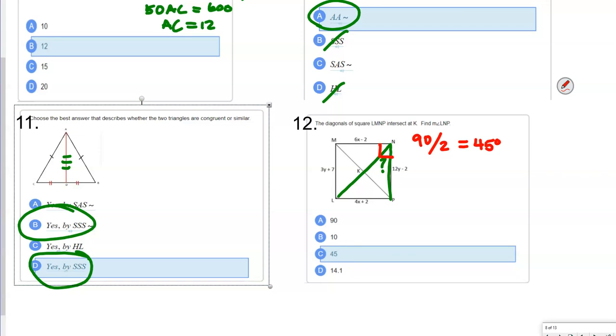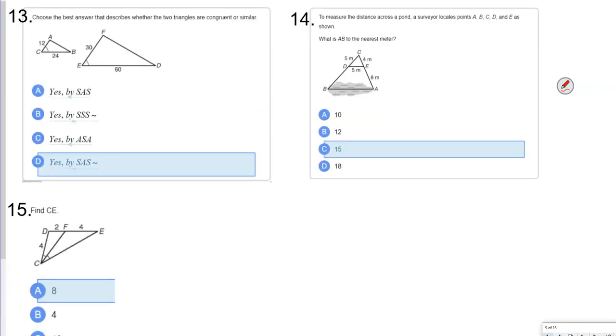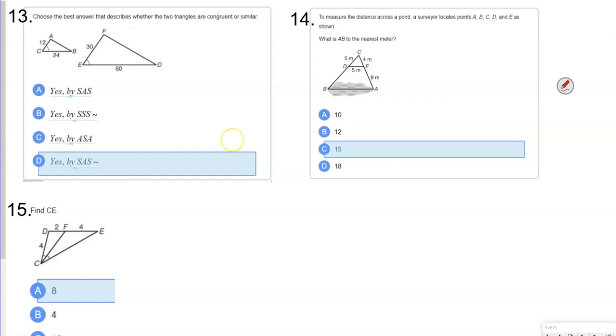On the next one, let's see, maybe, whoops, went too far. So this says choose the best answer that describes whether the two triangles are congruent or similar. So again, I'm going to look at AC and I'm going to compare it to FE. Okay, so that would be 12 over 30. That reduces, 6 goes into both. This is 2/5, right? Now, if we get the same ratio for the other one, then we're good, right? We have an angle between them.